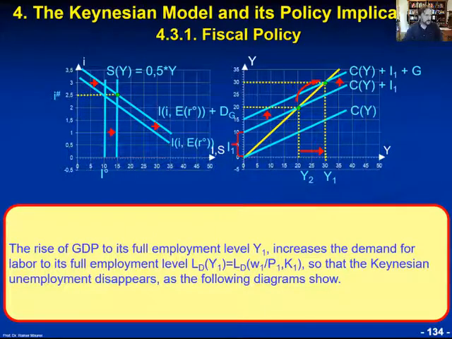The rise of GDP to its full employment level increases the demand for labor, because in order to produce more GDP, private firms will need more labor. If GDP actually grows to a level which we have called the full employment level, this will restore full employment. So Keynesian unemployment will disappear as a result.